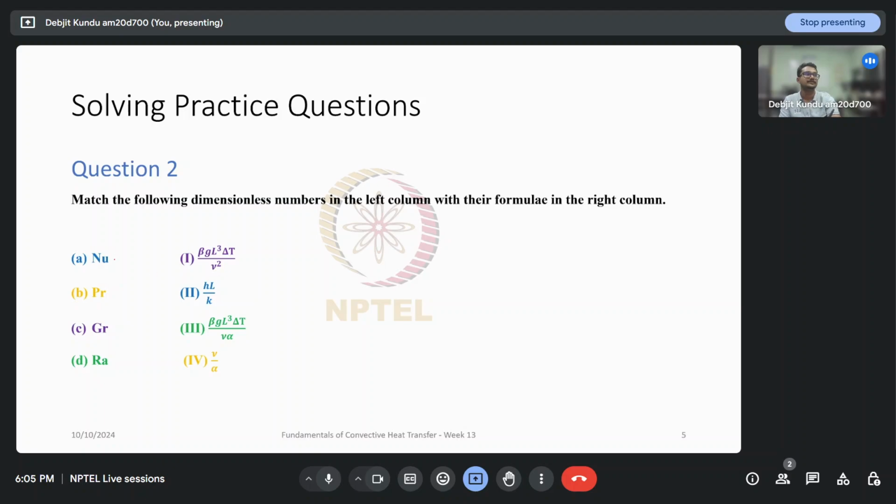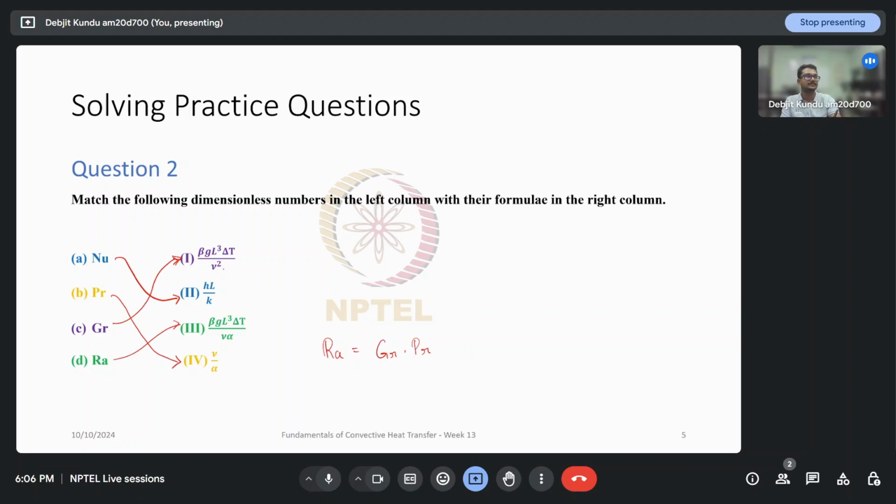Very simple. Nusselt number is simply the dimensionless convective transfer coefficient, HL by K. Prandtl number is the ratio of the properties of the fluid, so nu over alpha, the momentum diffusivity over the thermal diffusivity. Grashof number was this. It was the ratio of the buoyancy forces versus the viscous forces. And Rayleigh number was this. It was the product of Grashof number and Prandtl number. So Rayleigh number you can simply find as the product of Grashof number and Prandtl number.